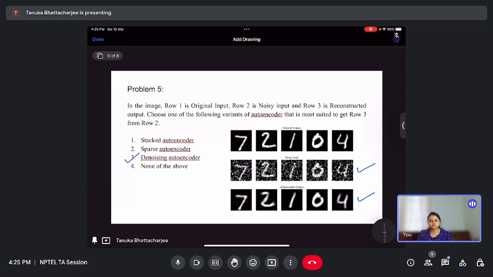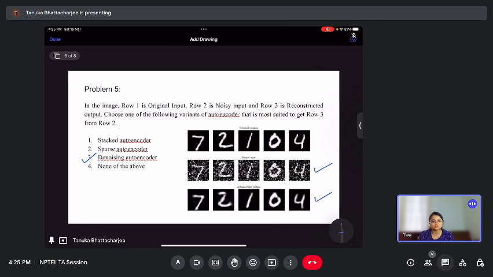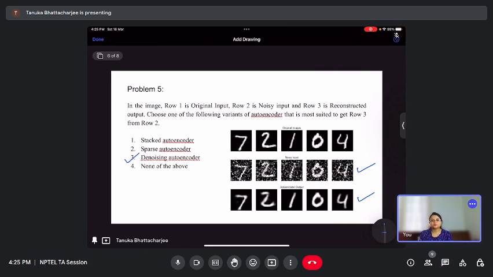Okay, so this was all about the different types of autoencoder ideas. I hope the different types are all clear to everyone. If you have any doubts, you can put it in the chat or you can just unmute and ask. I'll wait for 2 minutes, then we'll move on to the next topic.